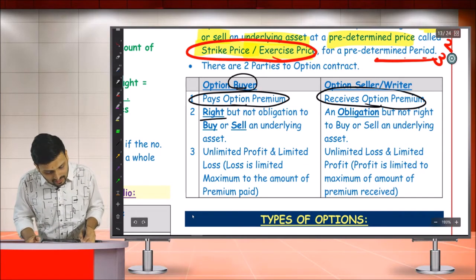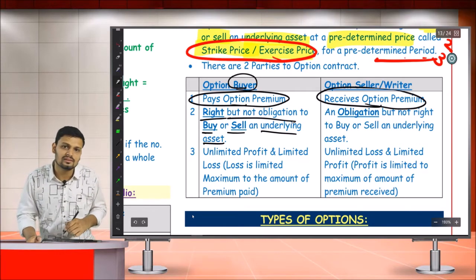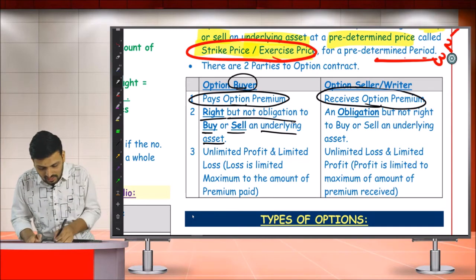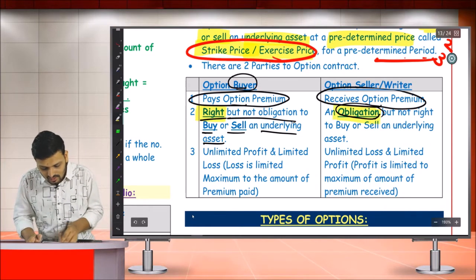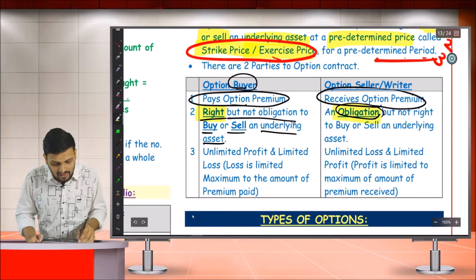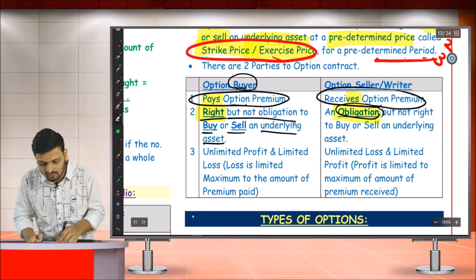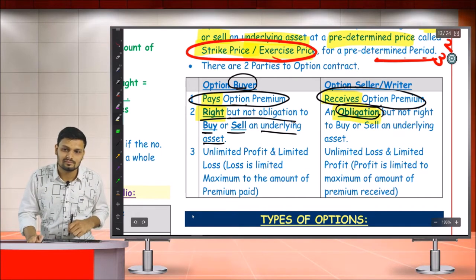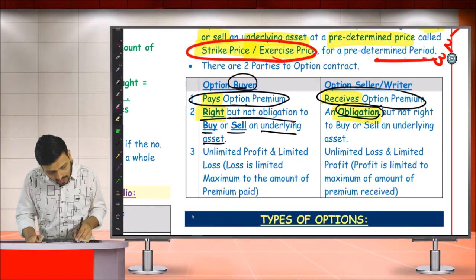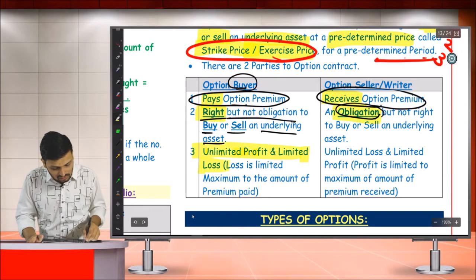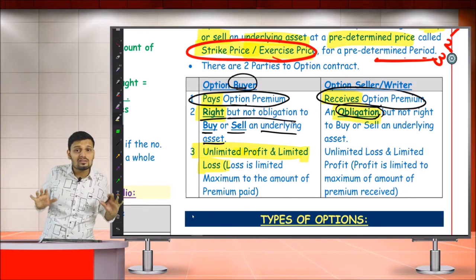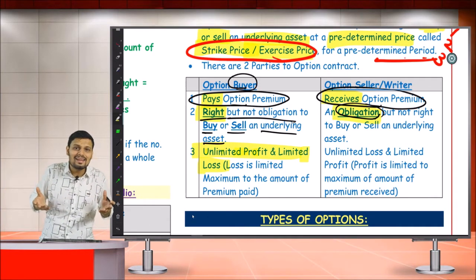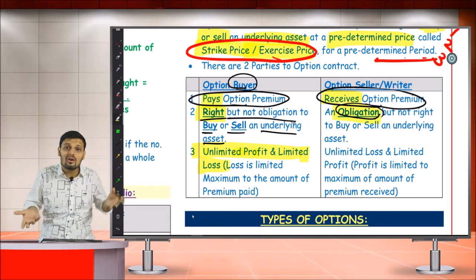The option buyer has the right but not the obligation to buy or sell an underlying asset. The option seller has an obligation. So buyers have the right, sellers have the obligation. Buyers will pay the premium, sellers will receive the premium. Unlimited profit and limited loss. Oh wow, so the buyer enjoys unlimited profit but the loss is limited. What a great deal, right? Profit is unlimited but loss is limited.